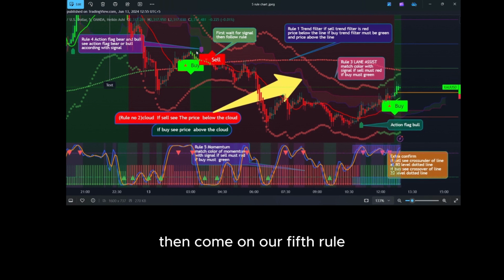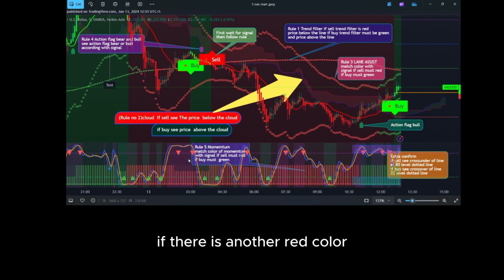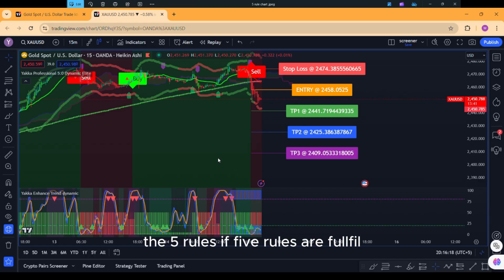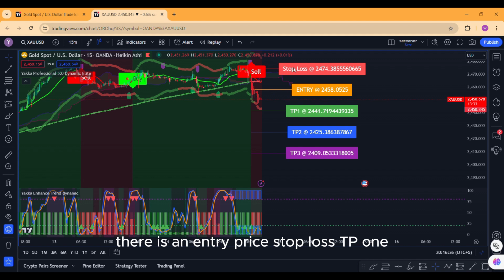Then come to the 5th rule. The 5th rule is the momentum base. You add the indicator Yakka Trend Enhance to your chart and check that the momentum color must be red. If there is a red color, then you have spotted the 5 rules. If 5 rules are fulfilled, traders, when you apply your indicator signal on the chart you can trade with confidence. There is an entry price, stop loss, TP1, TP2 and TP3.